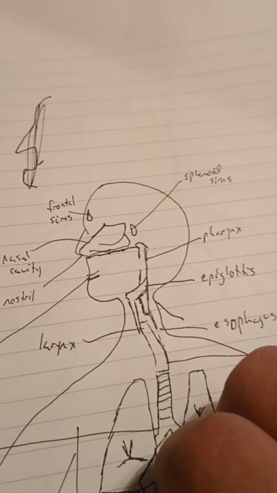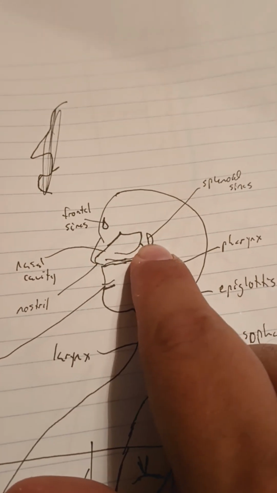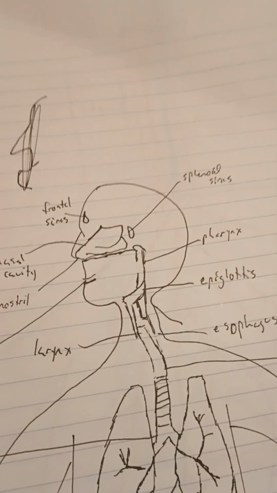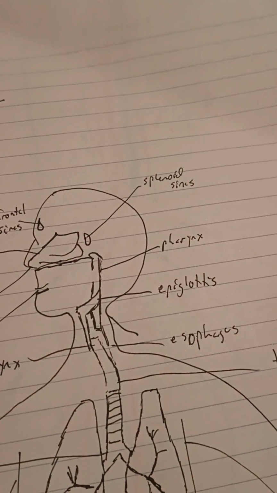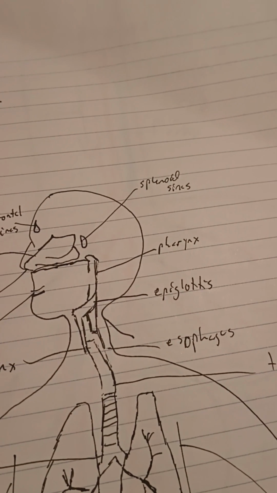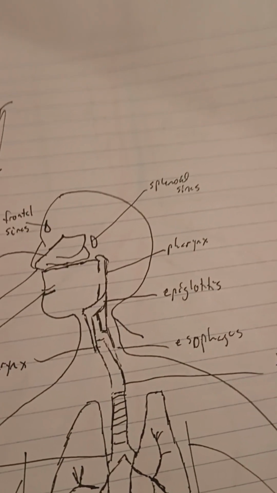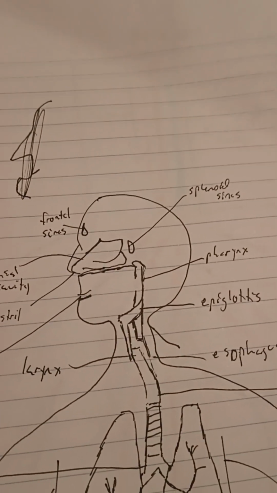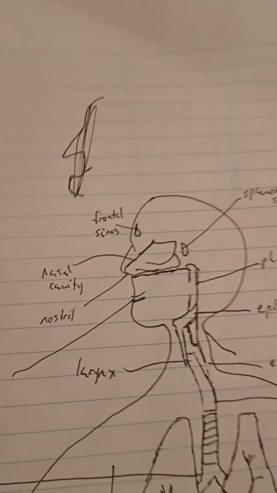Next, we have paranasal sinuses. You can only see two from this angle. We have the frontal sinus and the sphenoid sinus. The other two that we can't see are ethmoid and maxillary, and they all open into the nasal cavity. They're lined with mucous membranes. They reduce the weight of the skull, and they are resonant chambers for the sound of your voice.